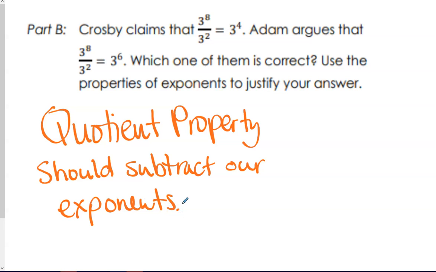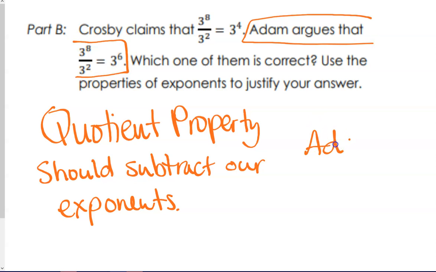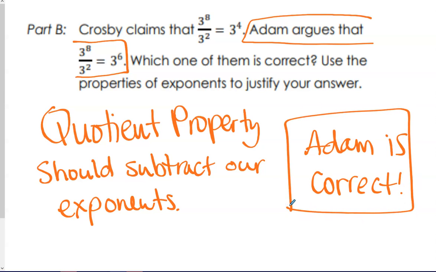So we should do 8 minus 2, which is going to give me the exponent of 6. So in this case, looks like Adam is correct, because Adam was the one who subtracted. All right, so I justified my answer and I labeled who was correct. All right, so your notes are done.